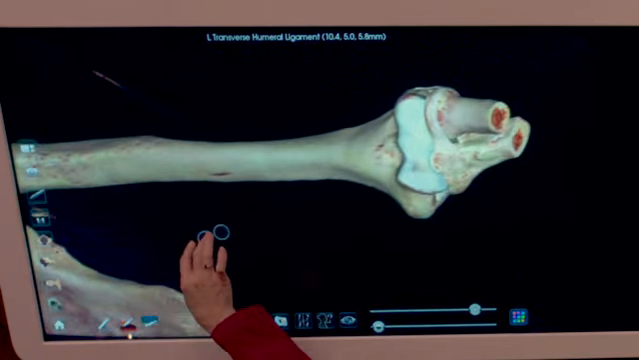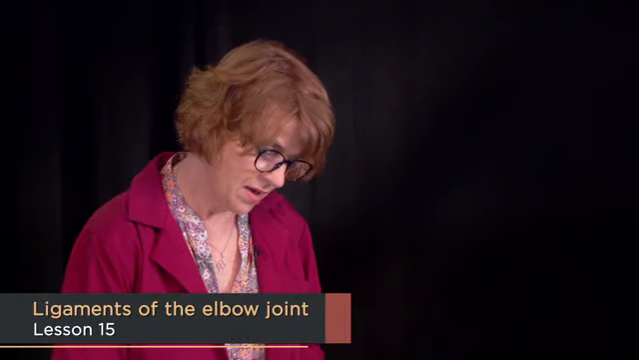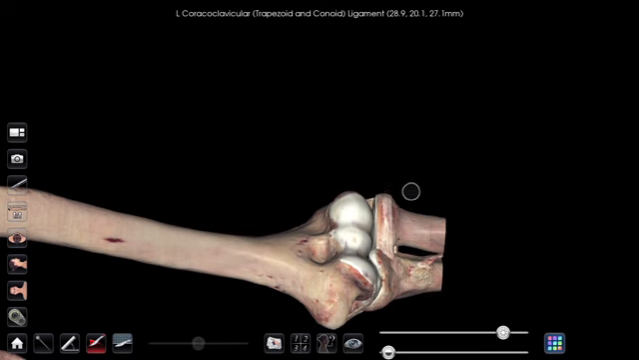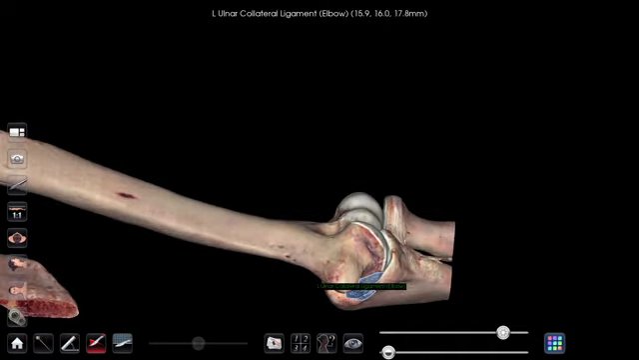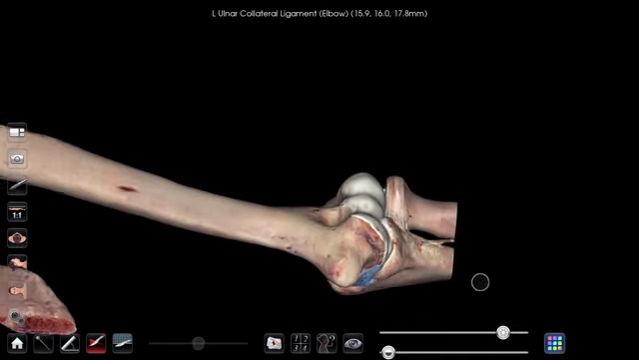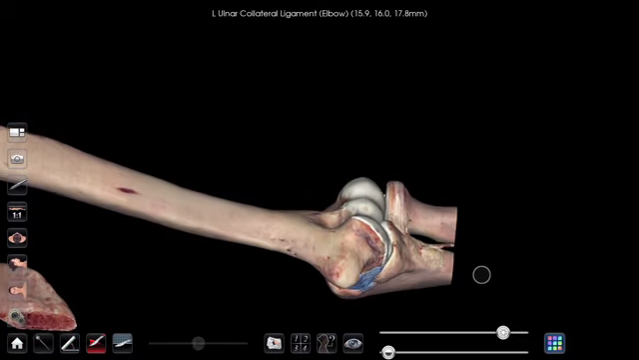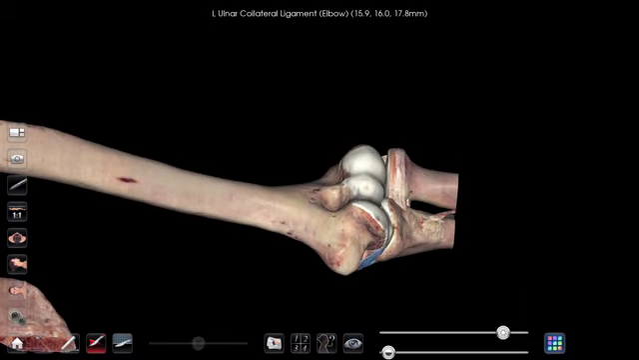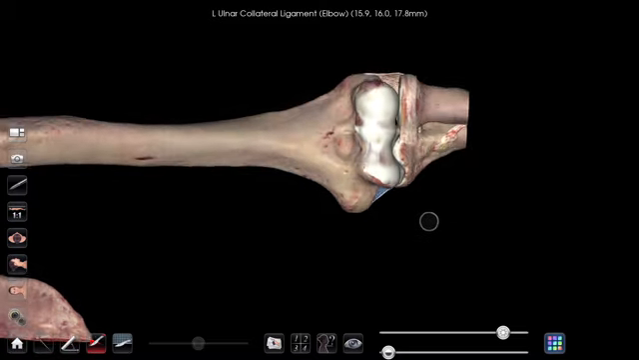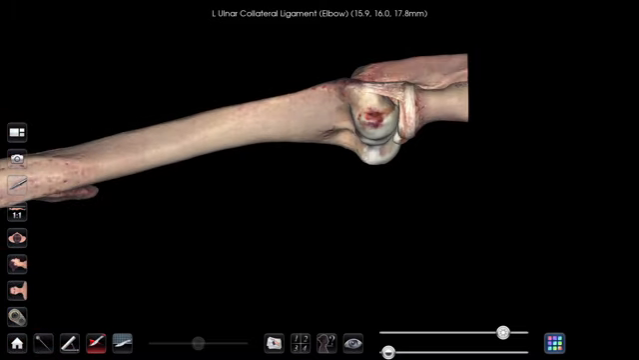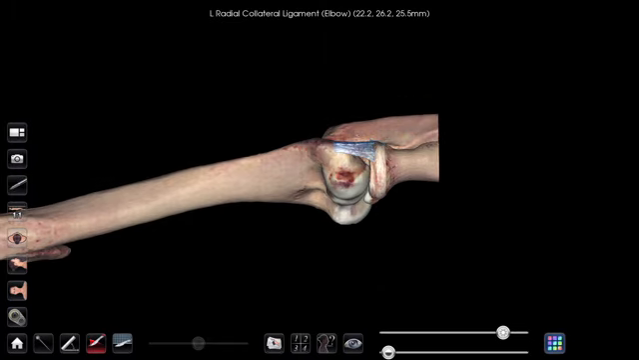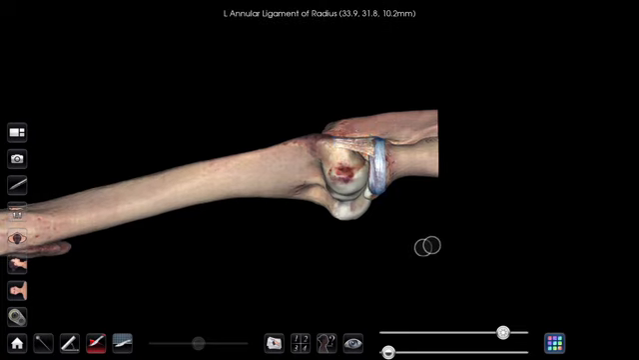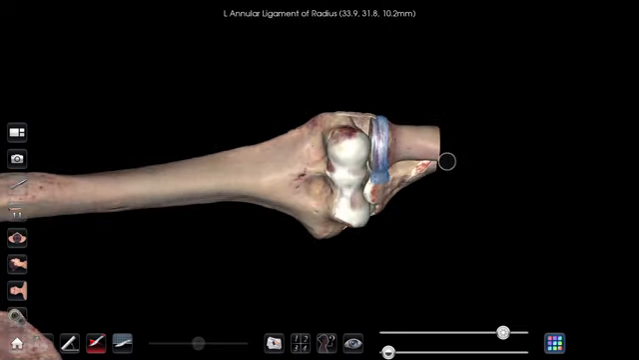Let's key in on the elbow joint, the ligaments of the elbow joint. We can see the ulnar collateral ligament that attaches the medial epicondyle down to the ulna and stabilizes the hinge joint. And we can see the radial collateral ligament of the elbow that passes not to the radius itself, but to the annular ligament that surrounds the radius.